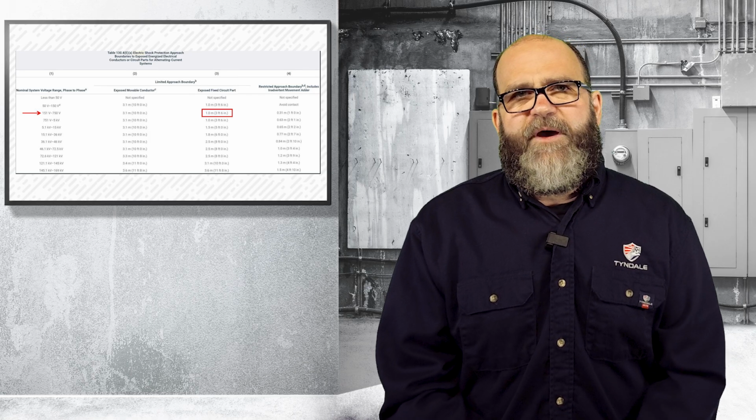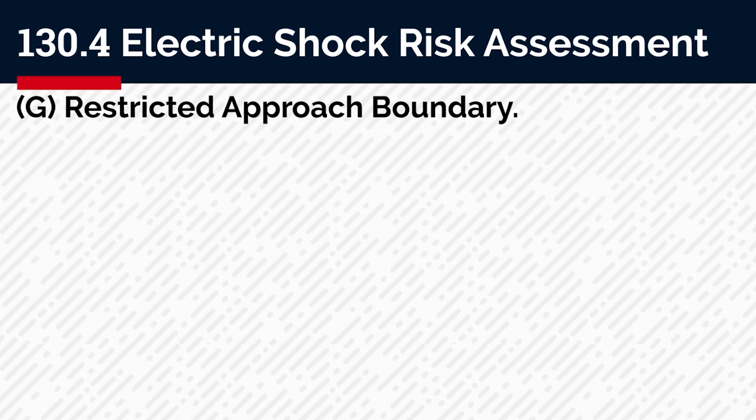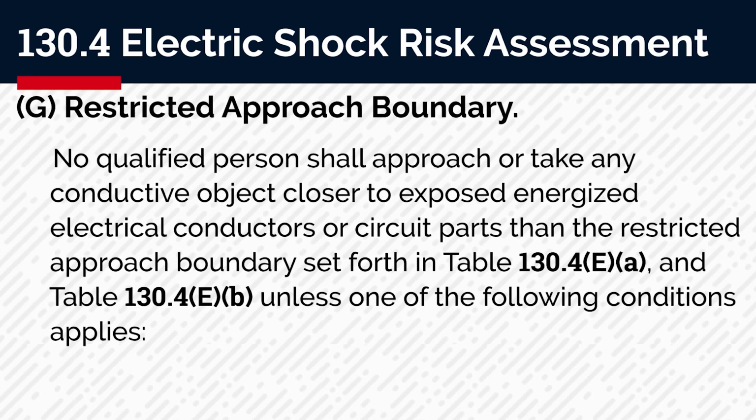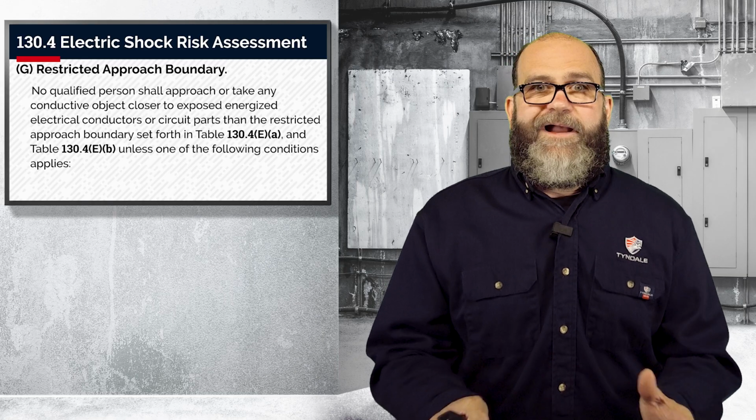Let's get into more detail about 130.4G. It tells us that no qualified person shall approach or take any conductive object closer to exposed energized electrical conductors or circuit parts than the restricted approach boundary set forth in that table 130.4EA, unless one of the following conditions applies. There's 2 of them. This is easy, folks. It ain't rocket science.